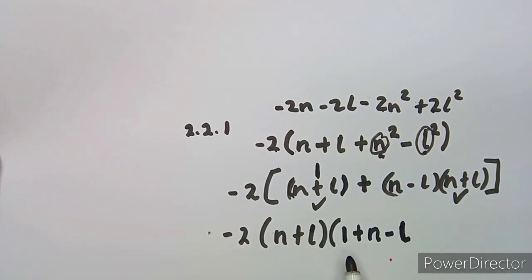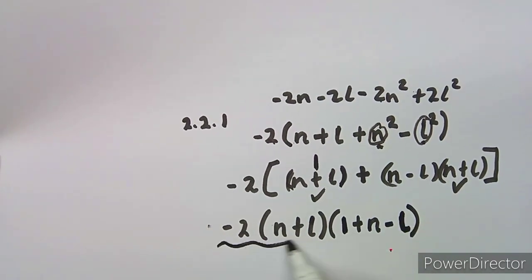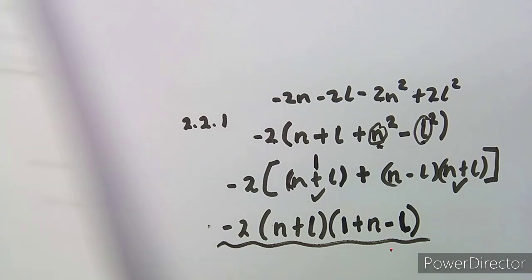So we can actually write it as 1 plus n minus l, of which there is nothing that we can do, because this is 1, this is minus l. So that is the simplification that we had. There's nothing that we can do there. All right, let's see another part.